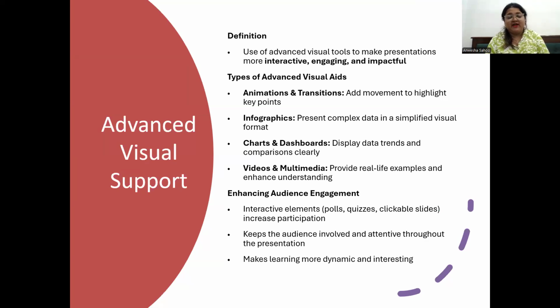So the types of advanced visual aids are animations and transitions, which add movement to highlight key points; infographics, which present complex data in a simplified visual format; charts and dashboards, which display data trends and comparisons clearly; videos and multimedia, which provide real life examples and enhance understanding.